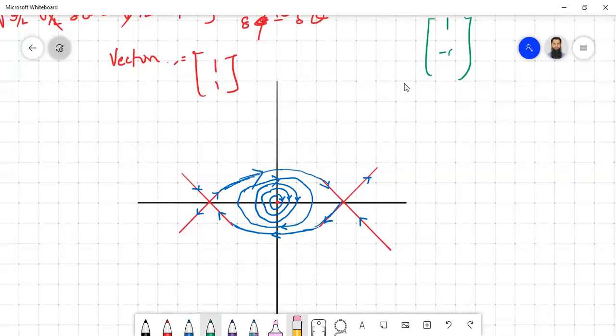Okay, so on the outside, what will happen? Outside, you'll have a saddle point, something like this. So you have a direction like this. You'll have a direction like this downwards as well. This will be your system's phase portrait. As well as here, you'll have a direction, something like this.